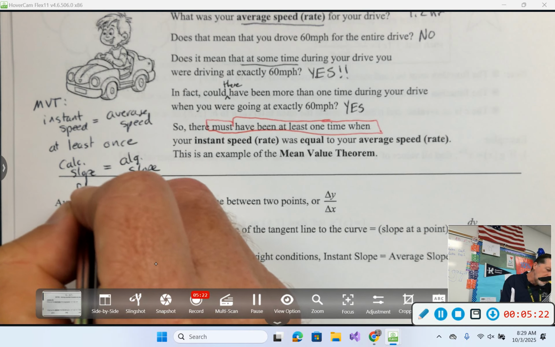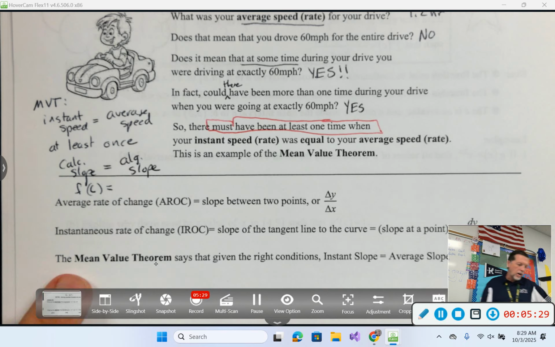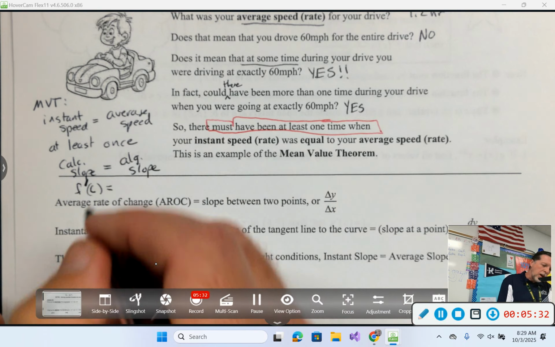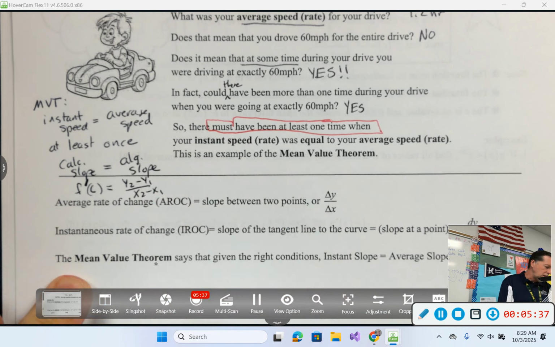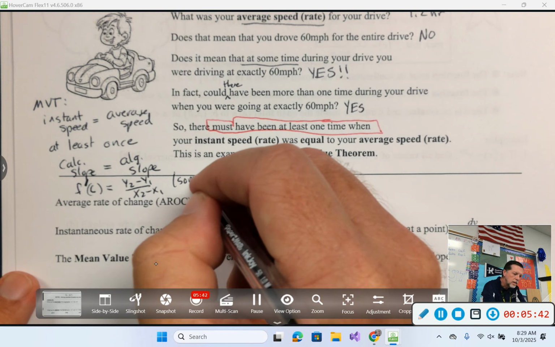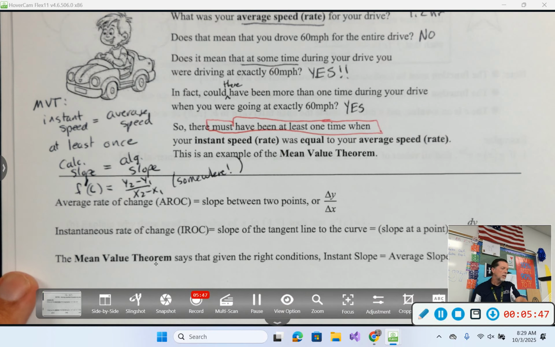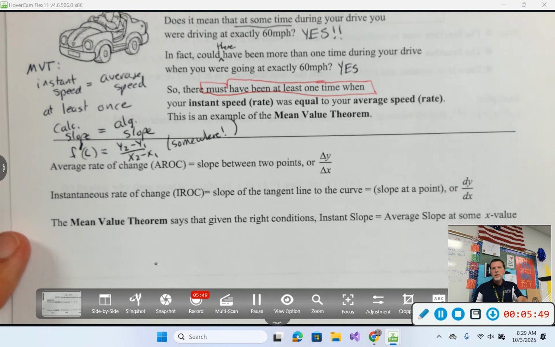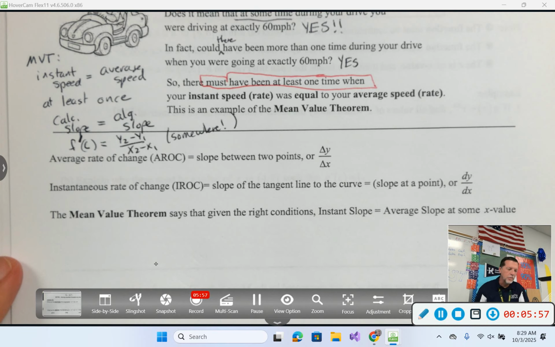Where f prime, and usually we say at c because we don't know where it happens. It's not at x, it's not everywhere, but somewhere your f prime is equal to y2 minus y1 over x2 minus x1. Somewhere. So somewhere your instantaneous speed is equal to your overall speed.